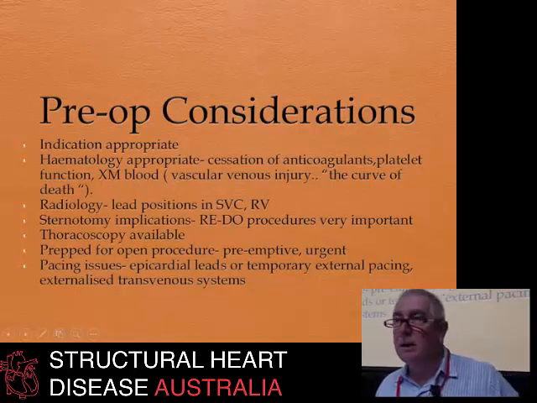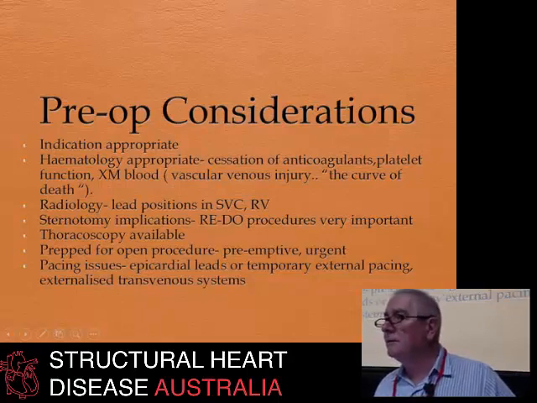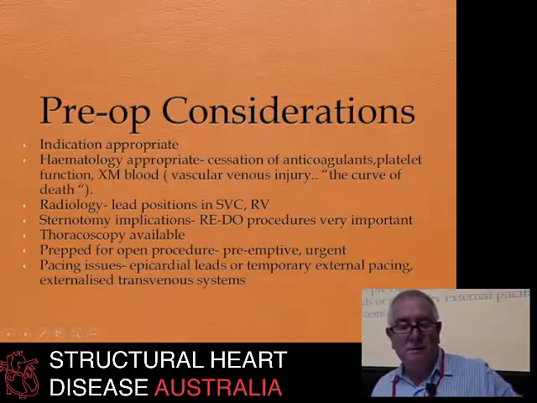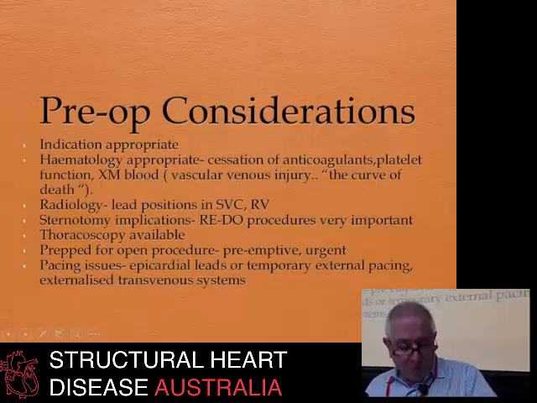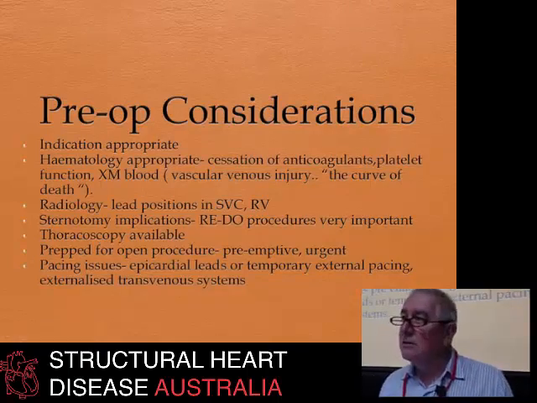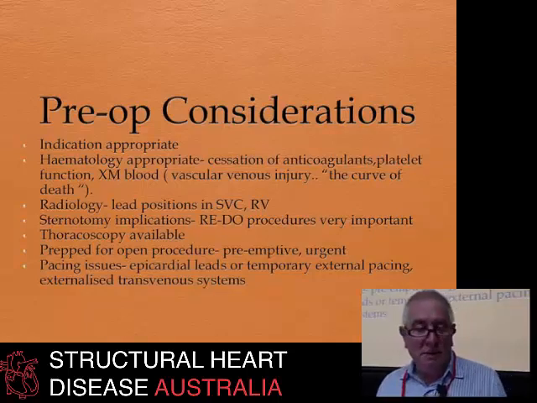So we need to cross-match blood, and I usually have at least 4 units available in case we get a vascular venous injury such as the superior vena cava. And that's commonly going to occur in the area that the Italians call the curve of death, which is the curve coming out of the innominate vein down into the superior vena cava and the right atrium. We need to perform some radiology preoperatively. I would normally perform a CT scan, and you need to make sure that the leads you're extracting are where you think they should be, and I'll show you some examples of that a bit later on.